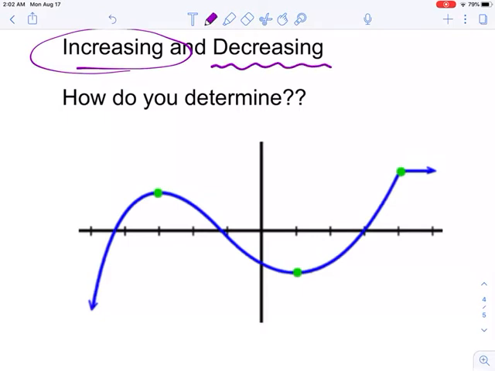What of this graph will you try to take note of in order to determine which parts are increasing and which parts are decreasing?